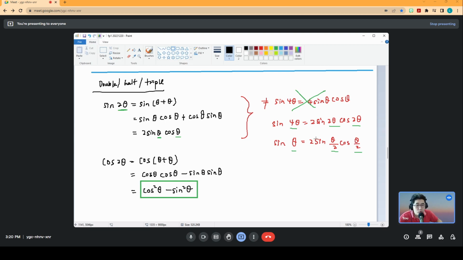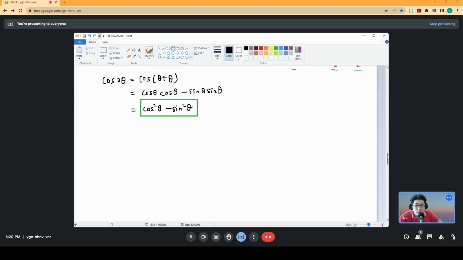If I don't want to use this form, I can change my sine square, by using identity, into cos square theta minus, sine square theta can be written as 1 minus cos square theta by using identity. Open up the bracket, minus 1 plus cos square theta. Therefore, I have 2 cos square theta minus 1.